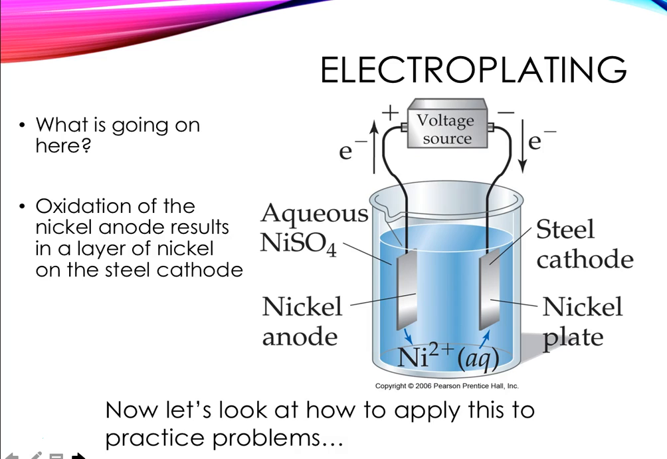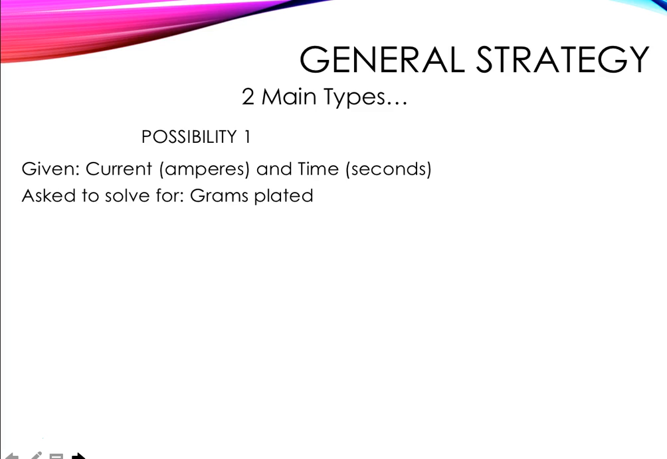So let's look at our practice problems and go through the math of this, which is something that we really need to be able to do. Let's talk about our general strategy. There's actually two types of electroplating problems you can do. In the first type, we're given a current, usually in amperes, and time in seconds. If your time's not given to you in seconds, what should you do? Use factor label, and we'll convert that.